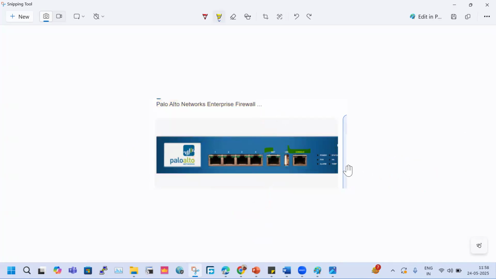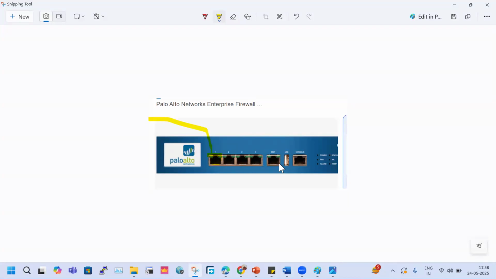If you want to connect the router to the Palo Alto firewall, then we need to use the management port, right? If you want to connect the router, then you will have to connect it with the LAN port.